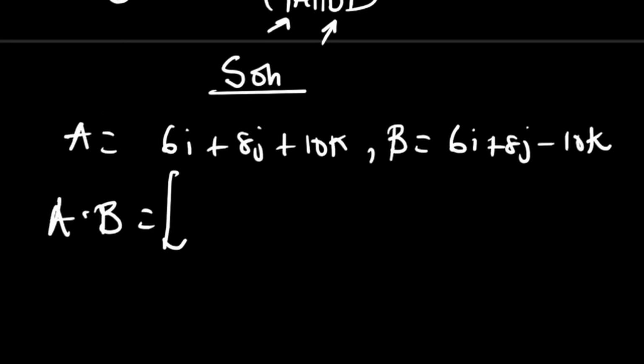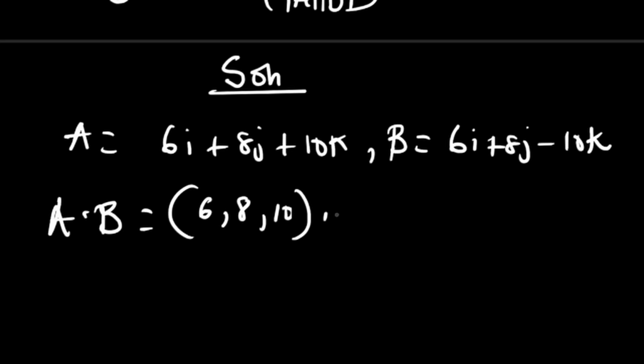Okay, I'm just going to write it this way. So here we have 6 comma 8 comma 10, and I'm removing the directions because we don't want the direction, then dot. Right here we have our vector B, and this is 6 comma 8 comma minus 10. Okay, so now let's go ahead and multiply them.